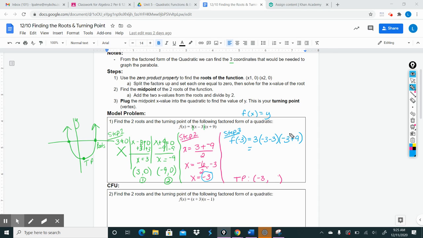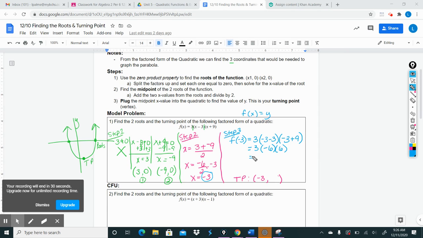According to PEMDAS, we do what's inside parentheses first. We bring down this 3. Negative 3 minus 3 is negative 6. Negative 3 plus 9 is positive 6. Now we multiply. Negative 3 times negative 6 is positive 18, and 18 times positive 6 is 108. So our turning point is negative 3, comma, negative 108.